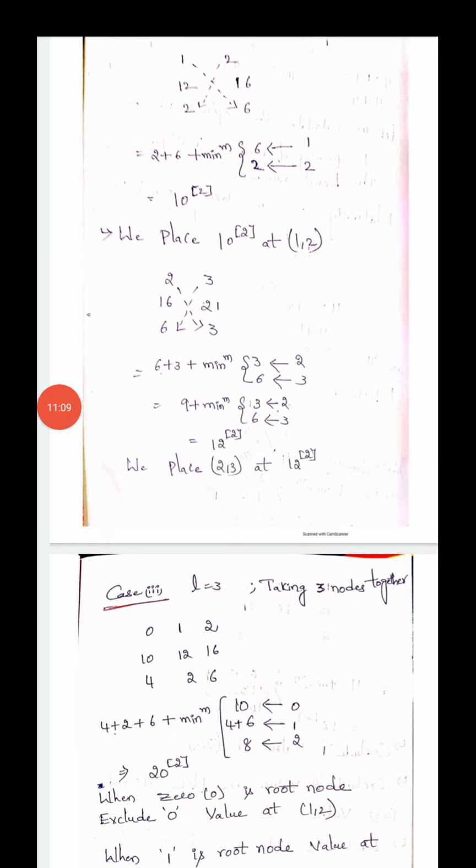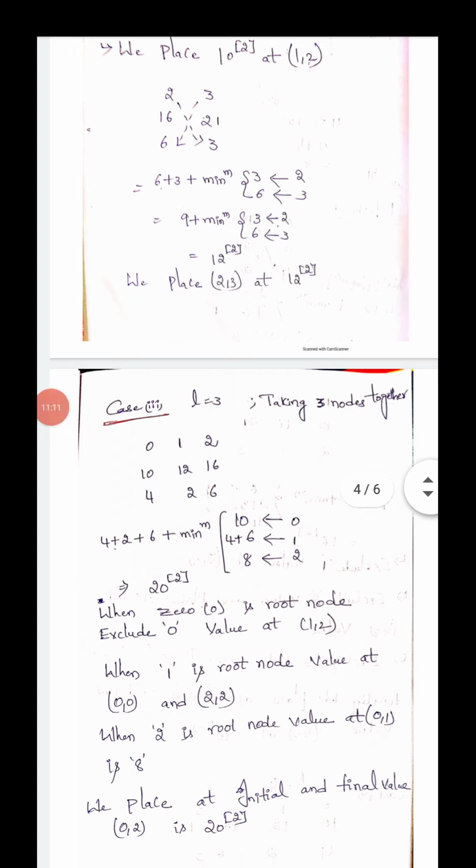Likewise, let us calculate case number 3. We take L equal to 3, in the sense taking 3 nodes together, that is 0, 1, 2. Now if we take the node numbers 10, 12, 16, we have to take the frequencies 4, 2, 6. First of all, we need to add the frequencies: 4 plus 2 plus 6 plus the minimum of m.